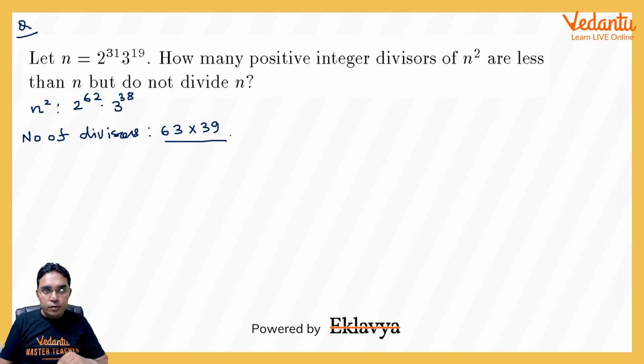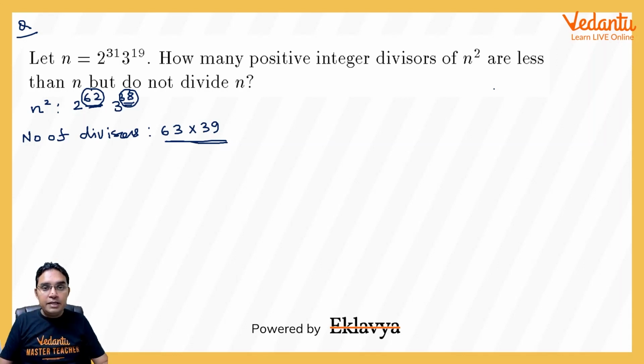It can be seen from this formula also, because for any perfect square number, these powers will be even, and as the formula says, (power plus 1) into (power plus 1) and so on. So it has to be an odd number always if this number is a perfect square.